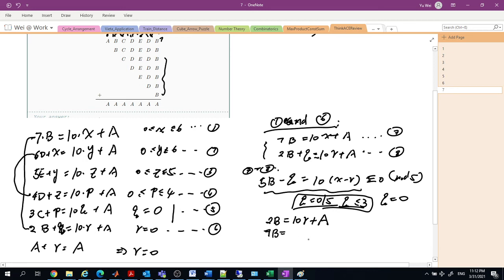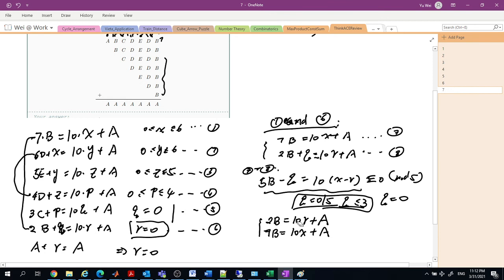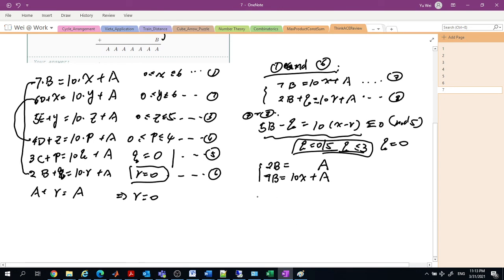And the 7b equals 10x plus a. Okay, and also we have r equals 0. So that's why we have this, because r equals 0, right? Okay, now we have a good result. We have significantly reduced the uncertainties, okay? So now we have two possibilities, okay?